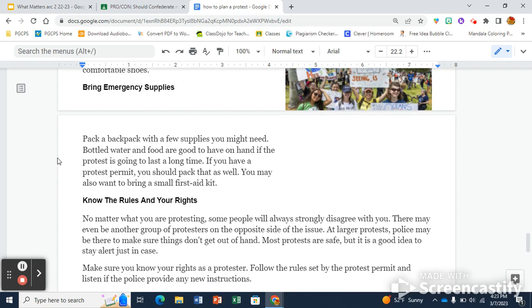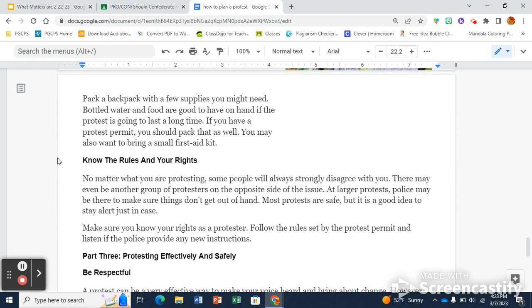Bring emergency supplies. Pack a backpack with a few supplies you might need. Bottled water and food are good to have on hand if the protest is going to last a long time. If you have a protest permit, you should pack that as well. You may also want to bring along a small first aid kit. Know the rules and your rights. No matter what you are protesting, some people will always strongly disagree with you. There may be even another group of protesters on the opposite side of the issue.